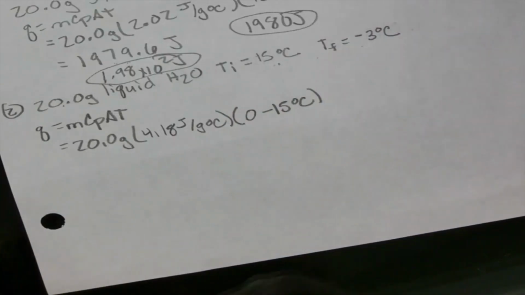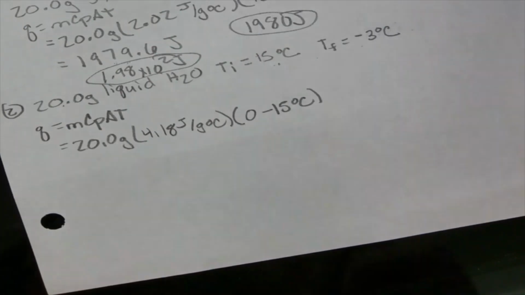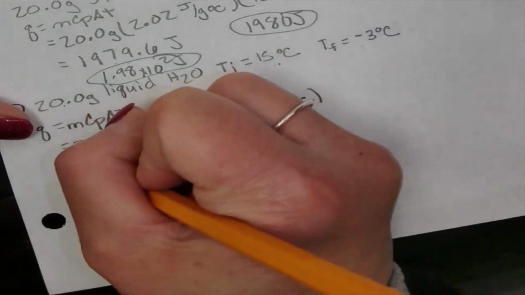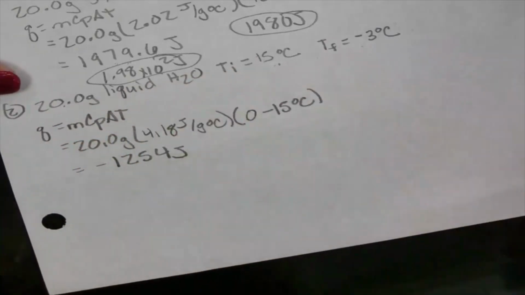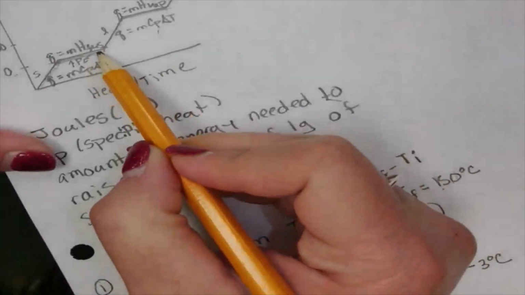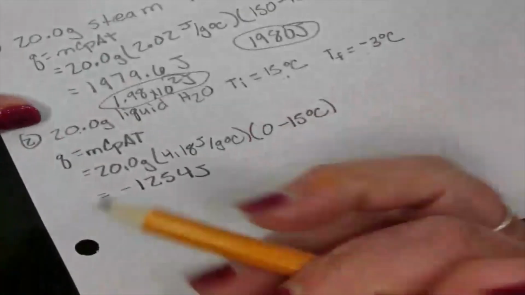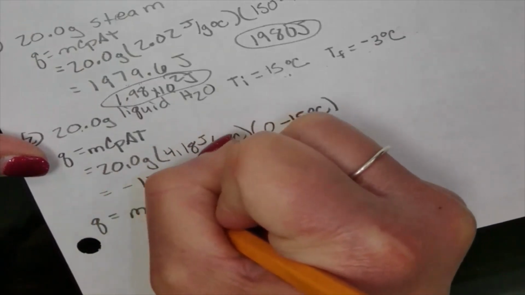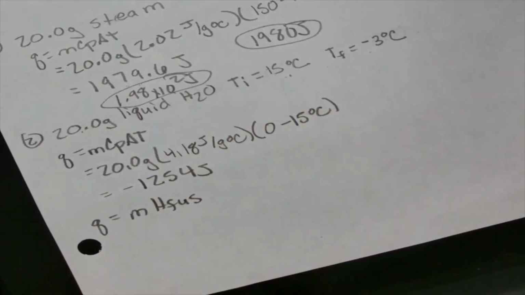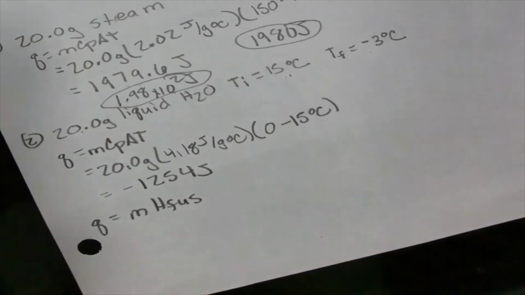All right, so when I plug that into my calculator, that is going to give me a negative Q value of 1254 joules. Now my second step is my freezing. When I freeze a substance, what happens? Heat is being lost, all right? Because we're going from a liquid to a solid. Heat is being lost.